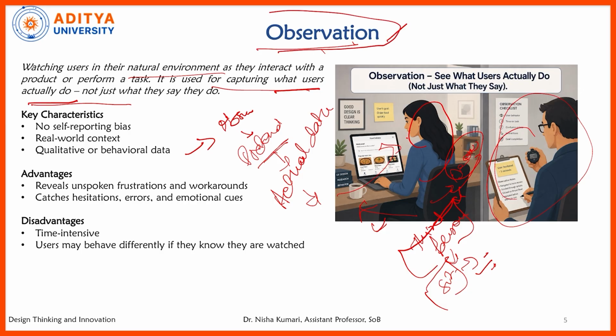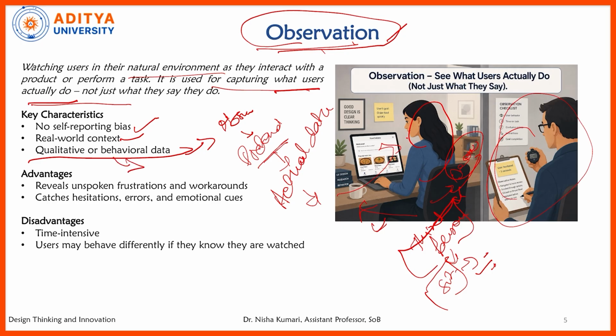So that is why we talk about observation, where we keep a hidden wall between the observer and the users, to understand their behavior without letting them know and without letting them pretend. Because of that, there will be no self-reporting bias, because we report whatever we observed while that scenario was happening. You will get the real-world context, why that particular user was behaving in a certain way and what their need was, and you will be able to get qualitative data and behavioral data.